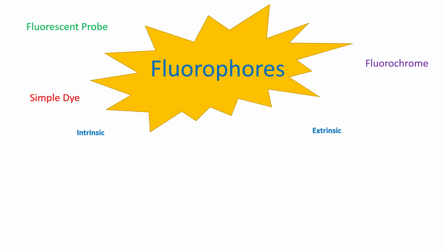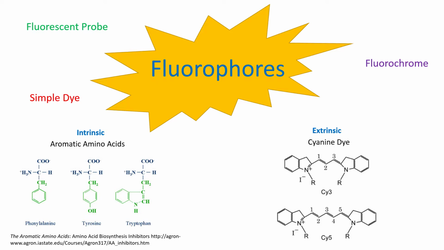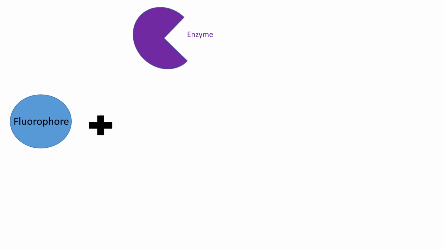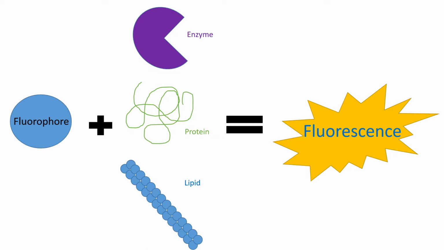Intrinsic fluorophores are naturally occurring. Examples of intrinsic fluorophores are aromatic amino acids or neurotransmitters. Extrinsic fluorophores are synthetic dyes or modified biochemicals that can be added to a molecular compound. Fluorophores can be conjugated with larger macromolecules like enzymes, proteins, or lipids, so they can be analyzed using fluorescence spectroscopy.